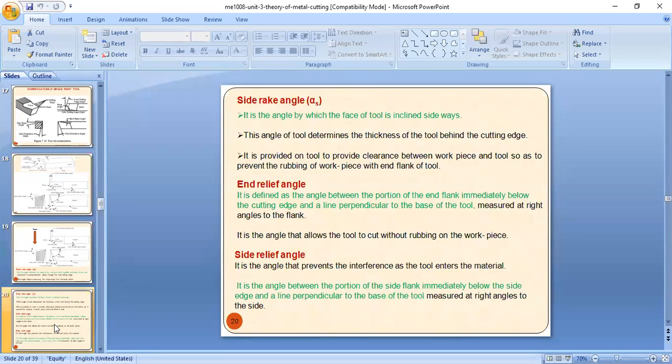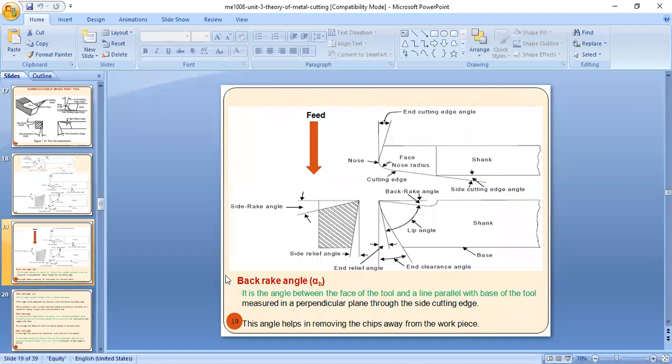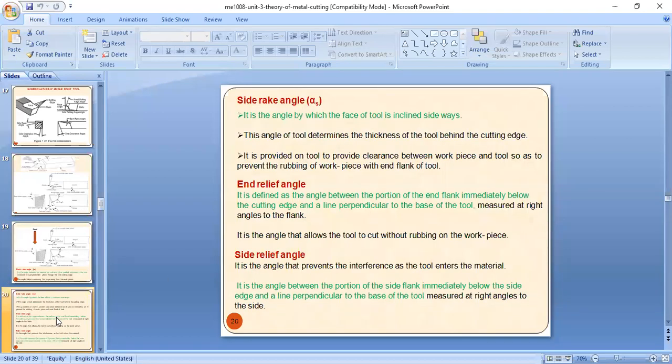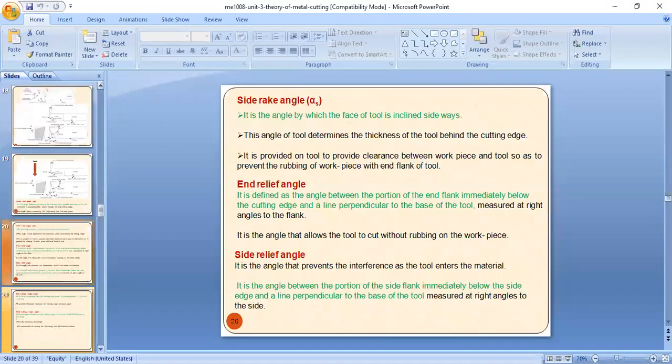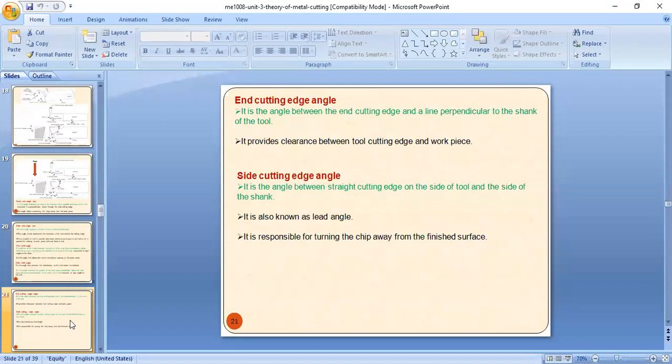And the side relief angle is the angle that prevents interference of the tool. The angle between the portion of the side flank and the line perpendicular to the base of the tool, it is measured at right angles. So you have to provide this, and the significance of all this you have to know.